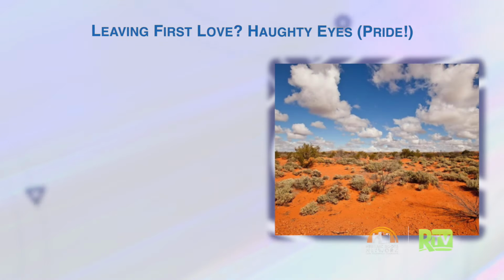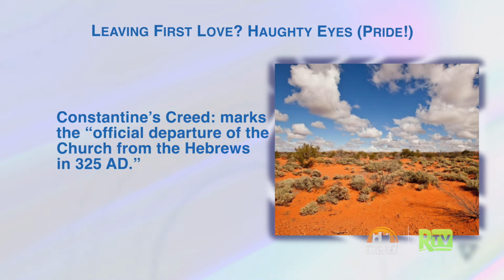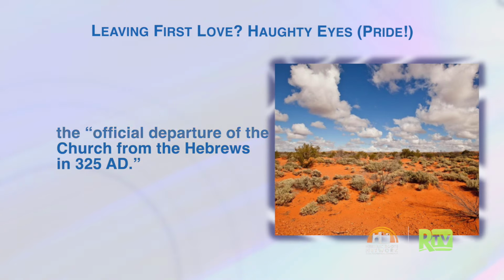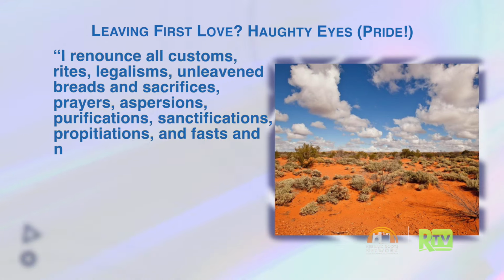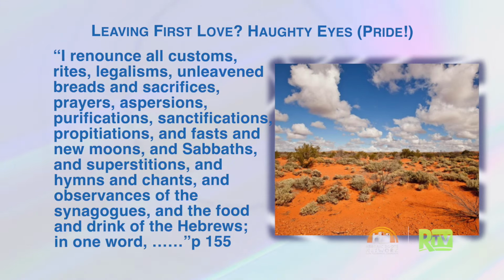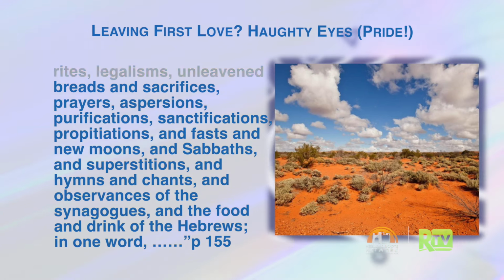And Dr. Owen asks us to consider Constantine's Creed, which you can do some more searching on, because I'm trying to keep it at the surface level. But it was basically the official departure of the church from the Hebrews. And they told them to renounce customs and rites and legalisms and unleavened breads and sacrifices and prayers, purifications, Sabbaths and new moons. Well, that pretty much sounds like you're going to give up your whole culture, right? You're going to give up the word and you're going to follow me. And so they had left that first love. She asked us to consider that. Would that be what they did?